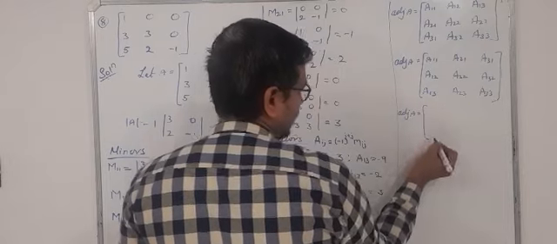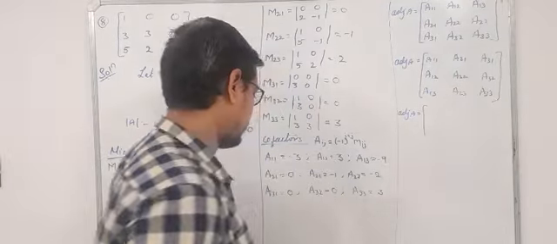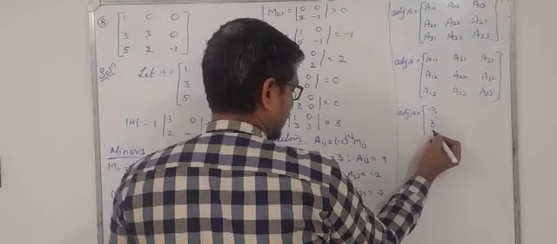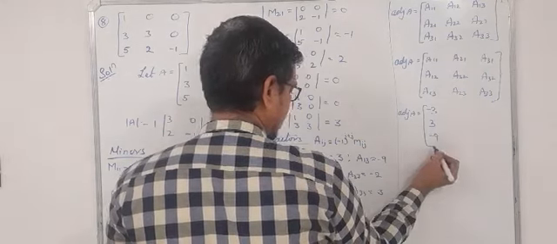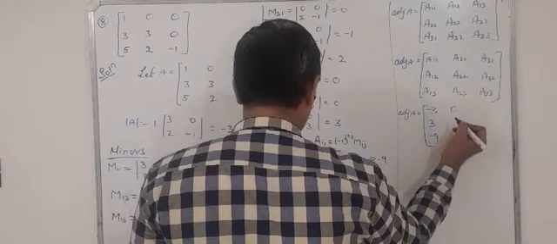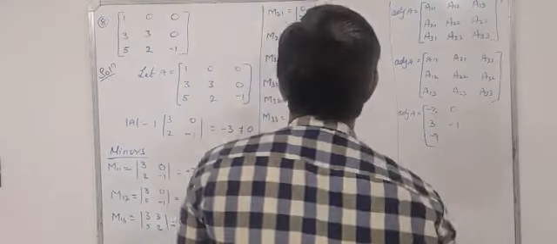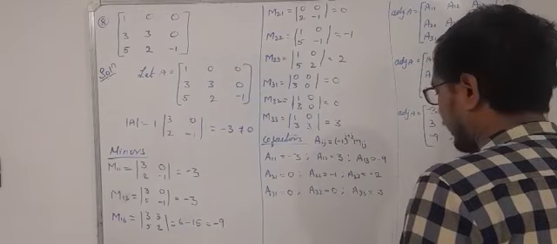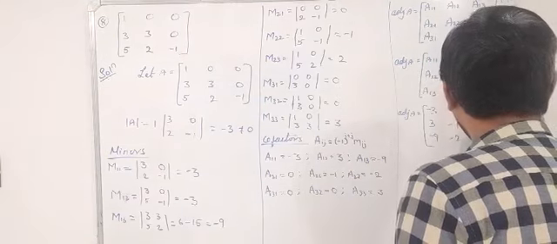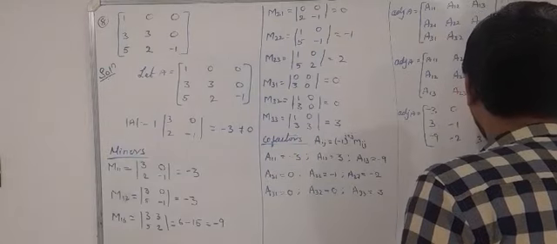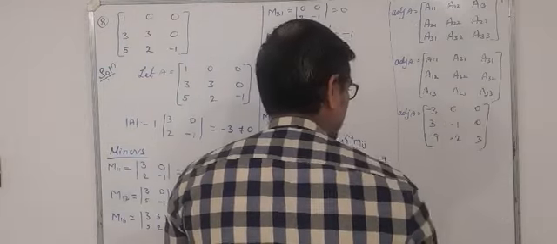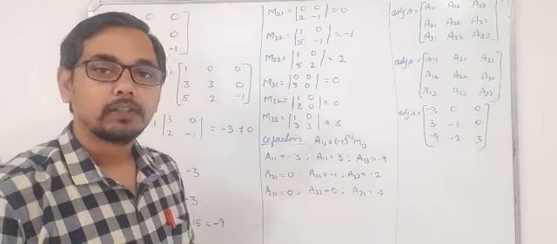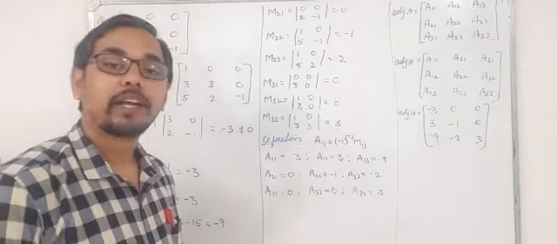Now adjoint of A will be, what is A11? Minus 3. A12 is plus 3. A13 is minus 9. A21 is 0. A22 is minus 1. And A23 is minus 2. A31 is 0. A32 is 0. A33 is 3. So this is how we got the values. These are the minors and cofactors, and also we have found the adjoint of A.